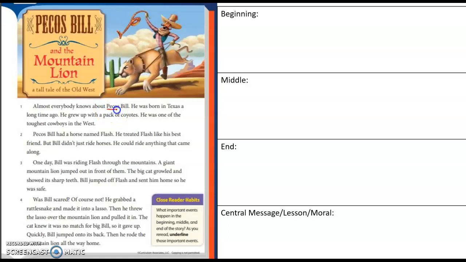Where does this story take place? What's the setting? You probably said Texas, or you might have said in the West. Pecos Bill had a horse named Flash. He treated Flash like his best friend, but Bill didn't just ride horses. He could ride anything that came along.